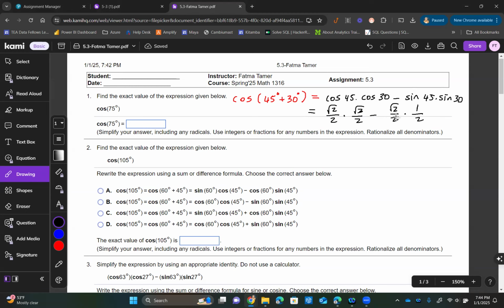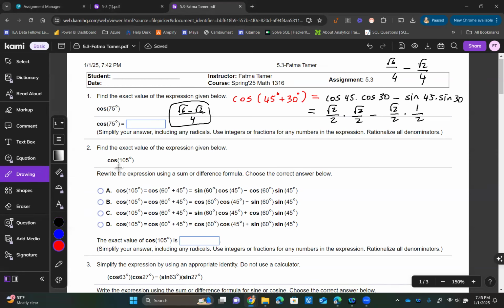This is almost like the question we did on the slideshow before the homework problems. Root 2 times root 3 gives me radical 6. And then 2 times 2 is 4. Here, root 2 times 1 is root 2 over 4. So simplify your answer, including any radicals, and rationalize all denominators. On the homework, the expected answer is radical 6 minus radical 2, all over 4, for question number 1.